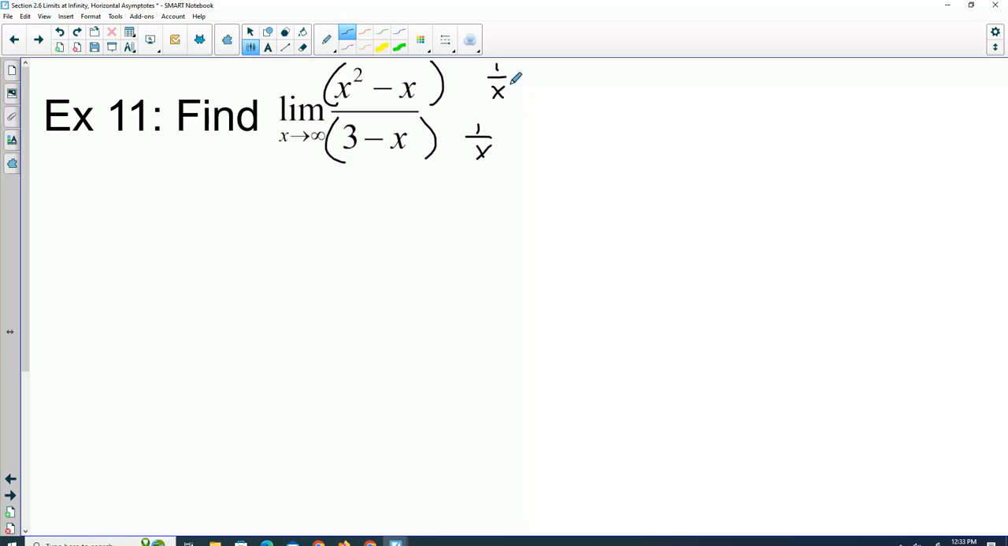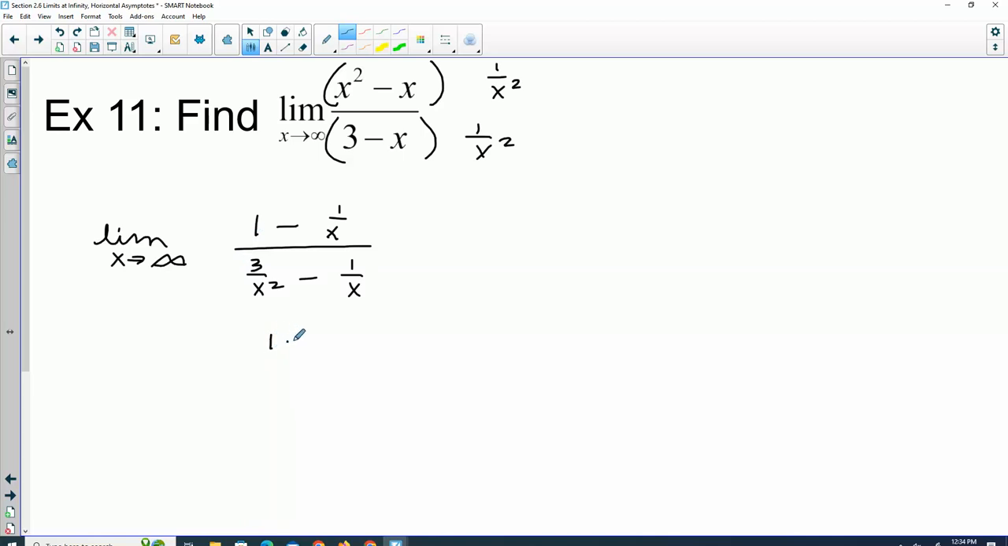Most of the time we use the highest power of x. The highest power here is actually x squared, isn't it? So if we did 1 over x squared, we get x squared over x squared, which is 1, minus x over x squared, which is 1 over x, and 3 over x squared minus 1 over x. Are you with me here? Then you can just plug infinity in there.